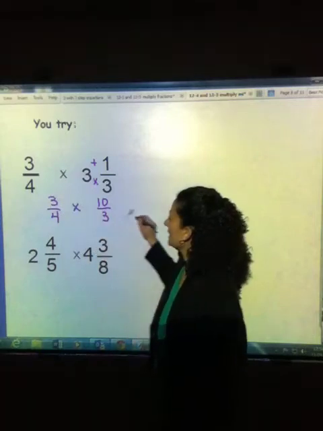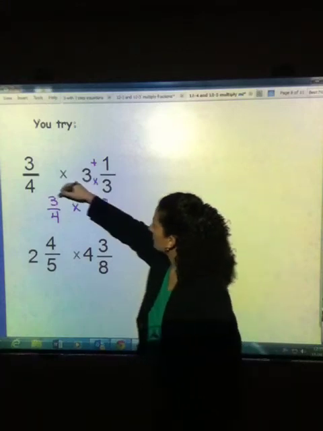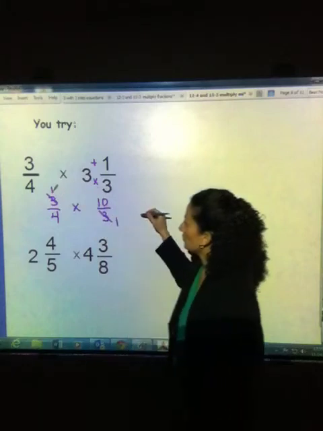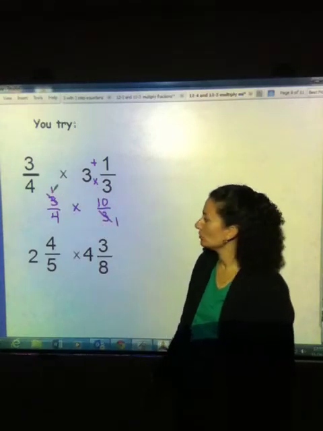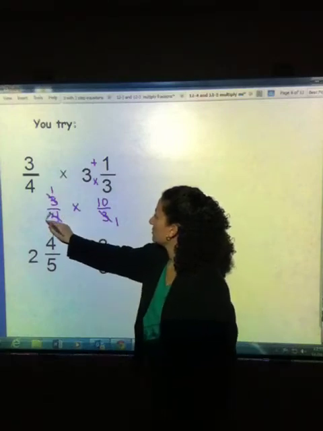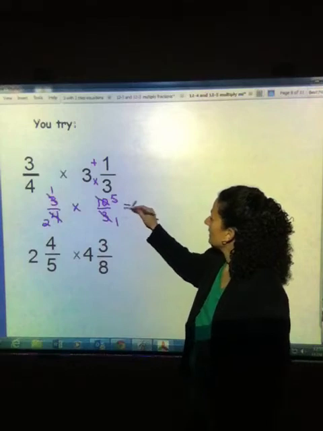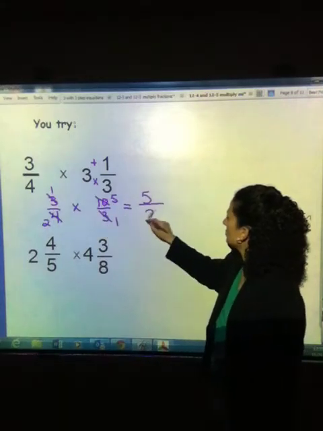When I multiply them, I find I can cross simplify first. 3 and 3 are divisible by 3, so that becomes a 1. And 4 and 10 are both divisible by 2. 4 divided by 2 is 2. 10 divided by 2 is 5. 1 times 5 is 5. 2 times 1 is 2.